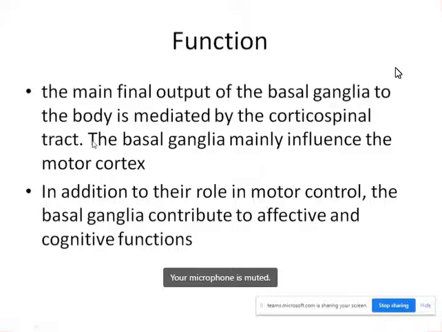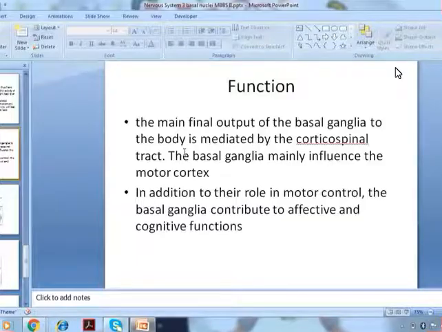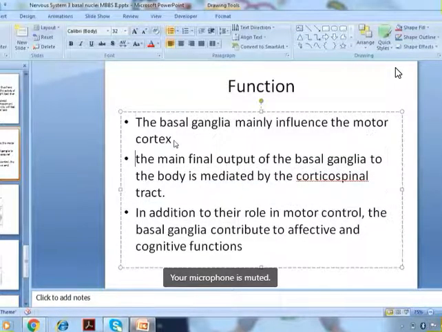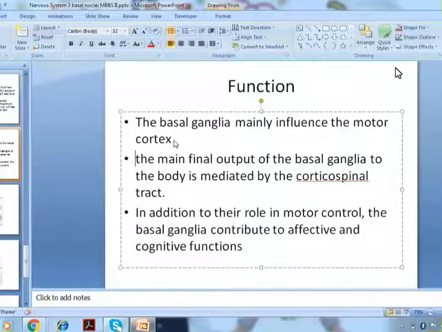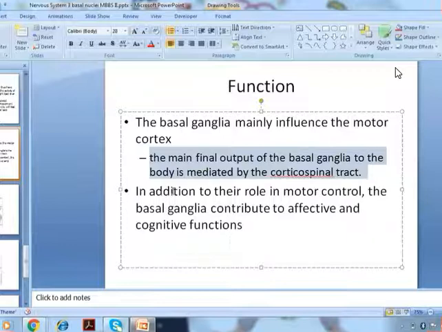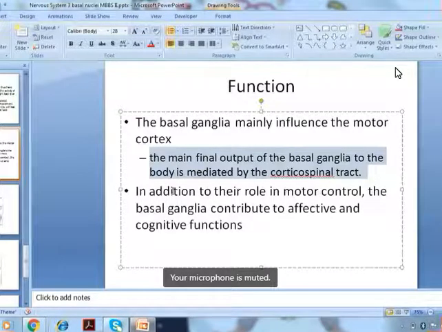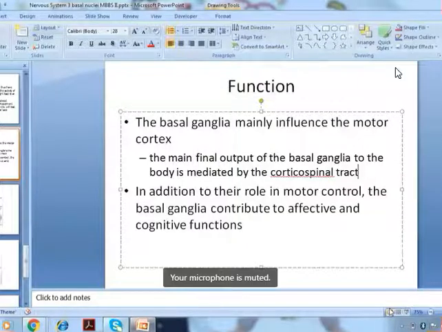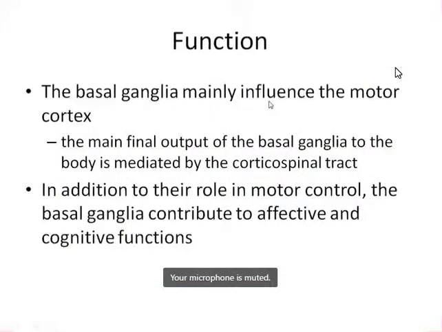Okay, so the basal ganglia mainly influence the motor cortex. Now, if you look here, the main output of the basal ganglia is mediated by the corticospinal tract. What this means is that information will go to the premotor area, then the motor area, and from there the corticospinal tract gets its origin.